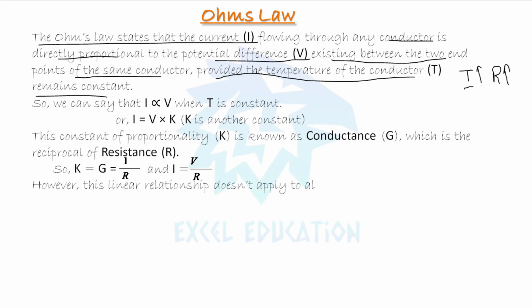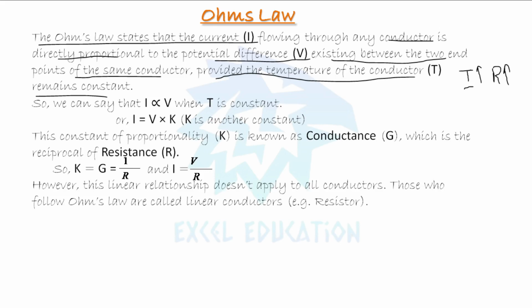However, this linear relationship doesn't apply to all the conductors. This applies mainly to the metallic conductors, and those which follow Ohm's law are called linear conductors. As for example, there is a resistor.